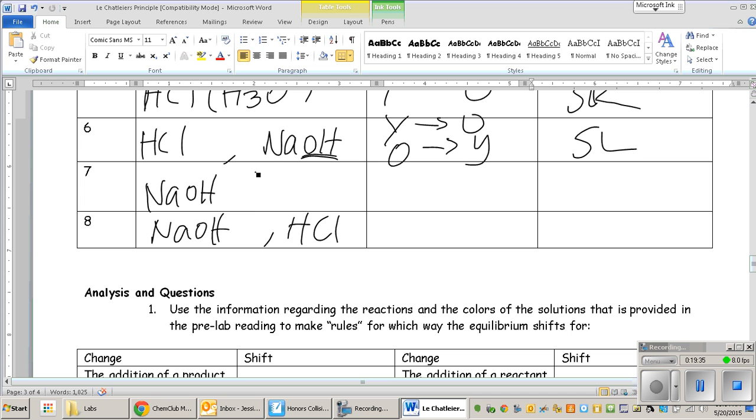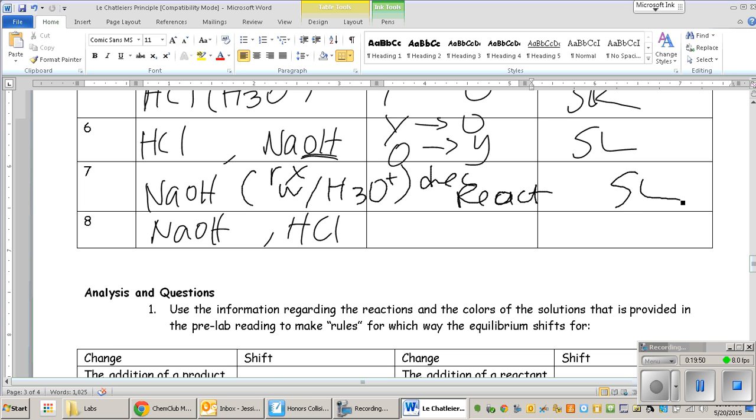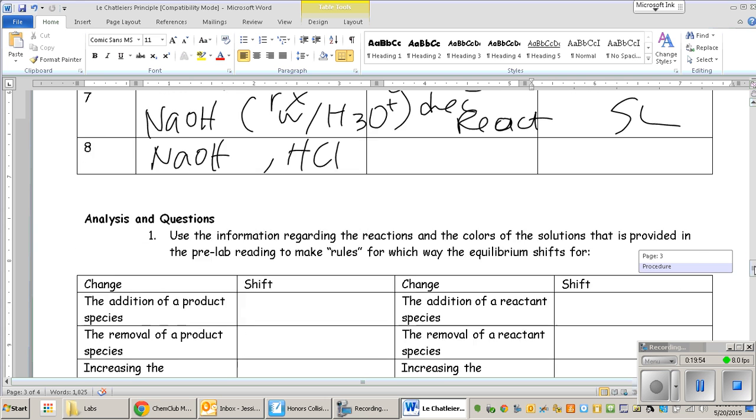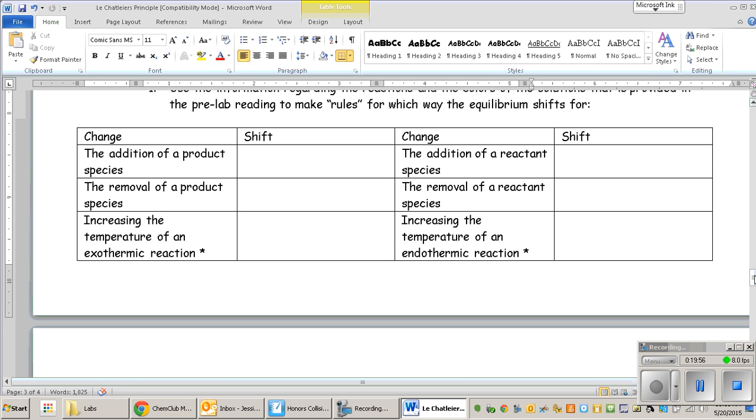We added sodium hydroxide. Adding sodium hydroxide reacts with hydronium, and reacting with hydronium decreases reactants yet again. So decreasing reactants caused you to shift which way? Left again. Okay, so there's those. Let's talk about a couple of these analysis ones down here too. The only two that we will do here, let's quickly do these. Addition of product species does what?